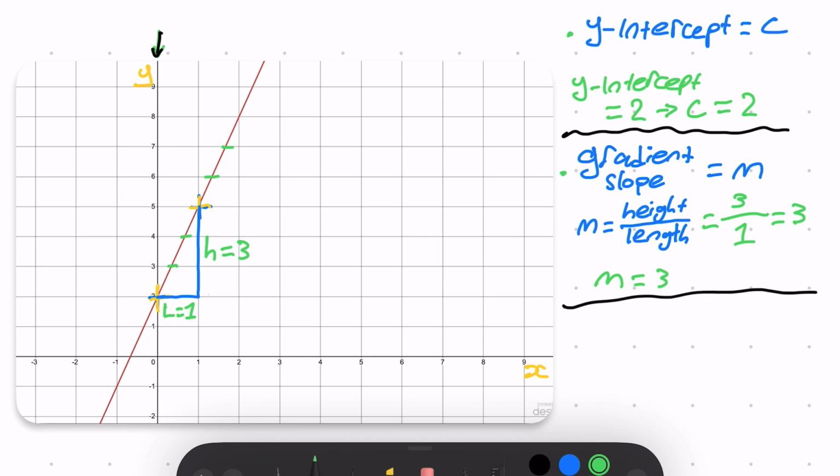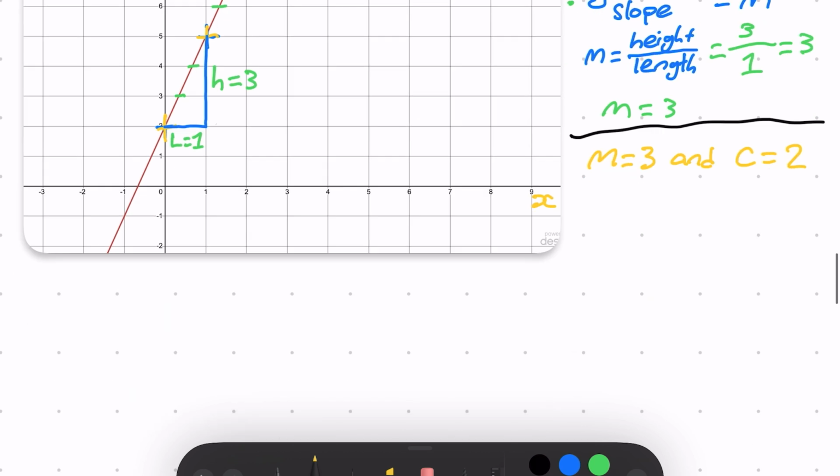Once you've done this, you can bring them together and write our final answer. M equals 3 and C equals 2. So that's what we do. M equals 3 and C equals 2.